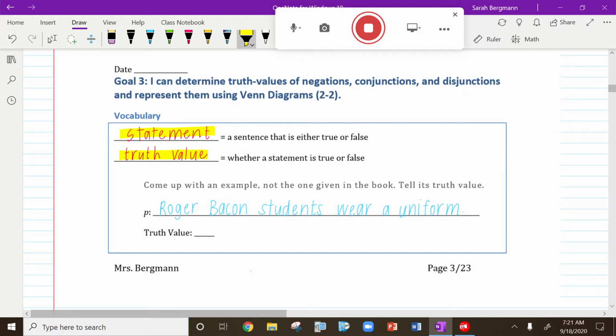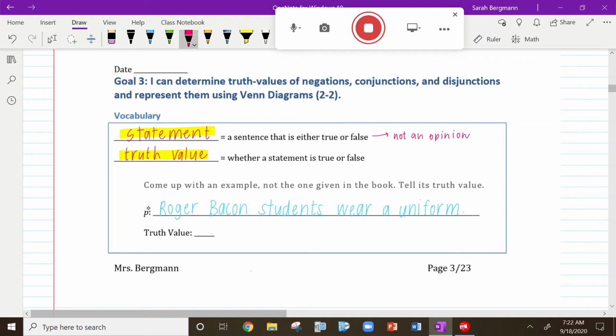For example, we could say that Roger Bacon students wear a uniform. It's a sentence and it's either true or false. Note that this either true or false means that it is not an opinion. So I want you to come up with your own example of a statement and write it on the line.